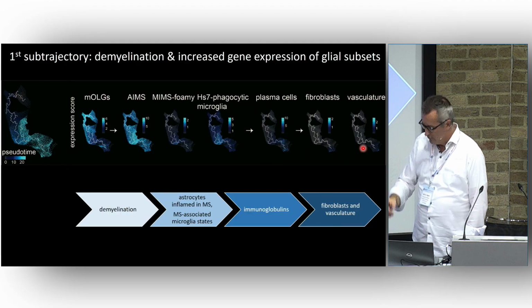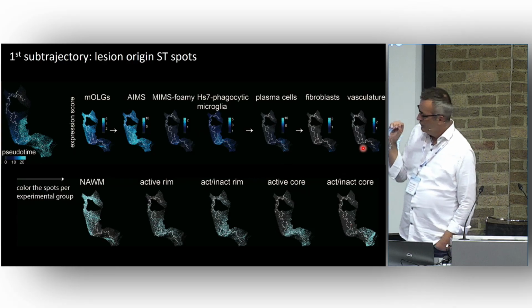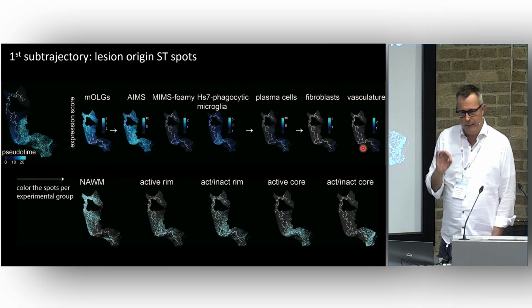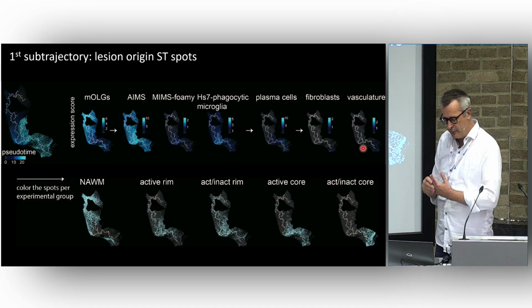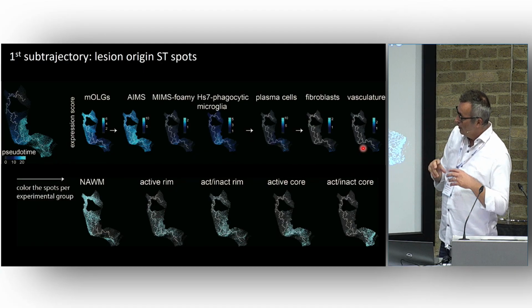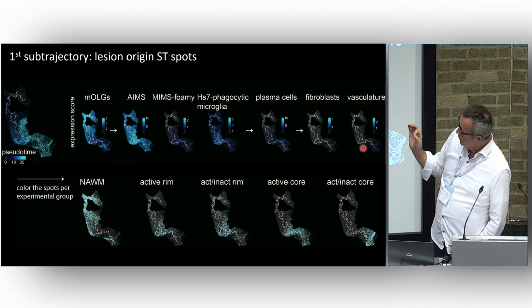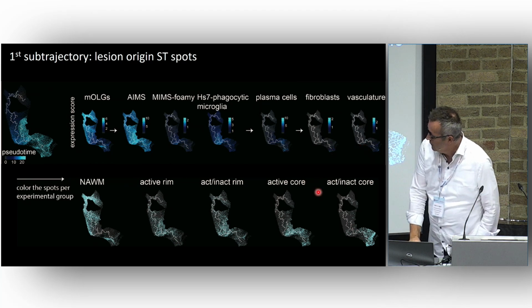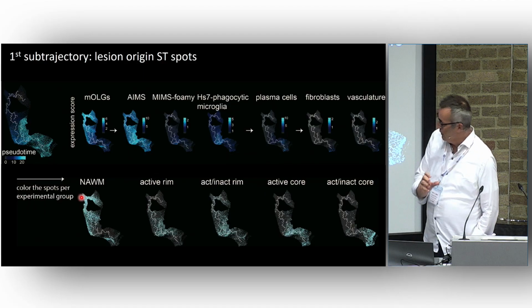But we have another layer of information. We know for each spot from which sample it came, from which lesion it came, and where it was. So we can also superimpose not gene activity data, but from which experimental group each spot was derived. And then you can see that the spots coming from normal appearing white matter tissues were predominantly present at the beginning of the trajectory.